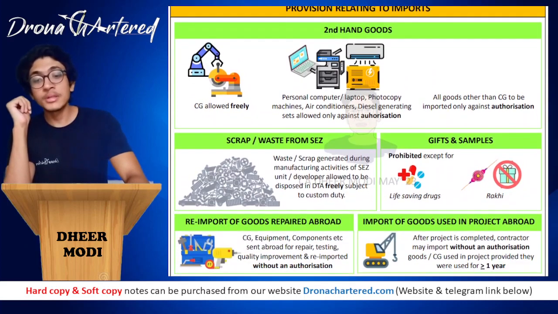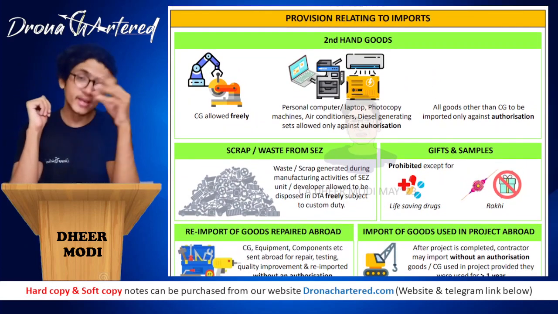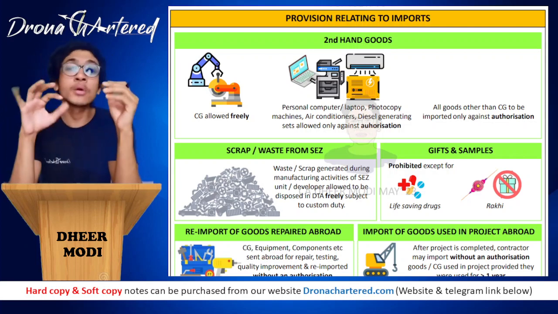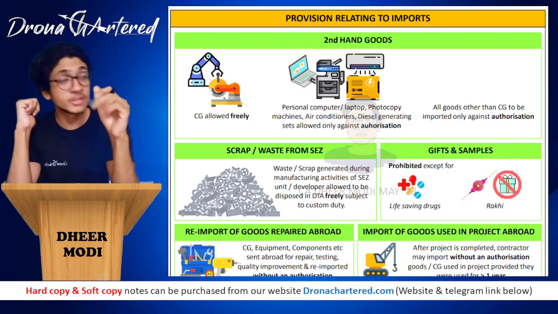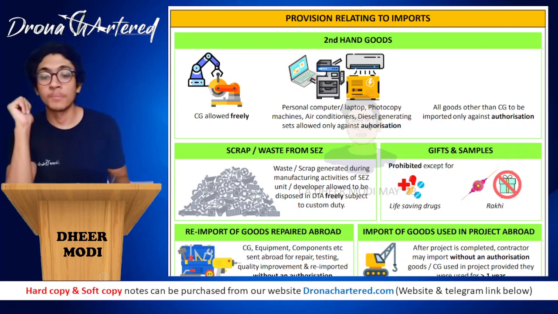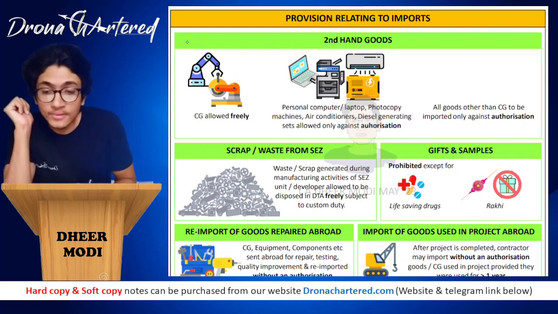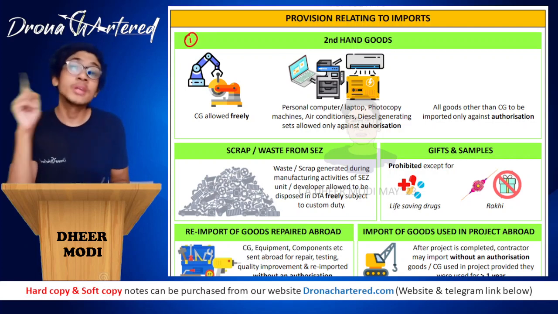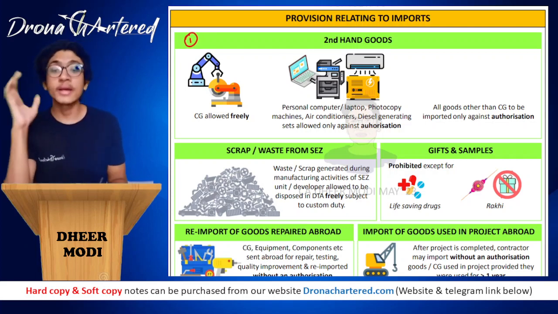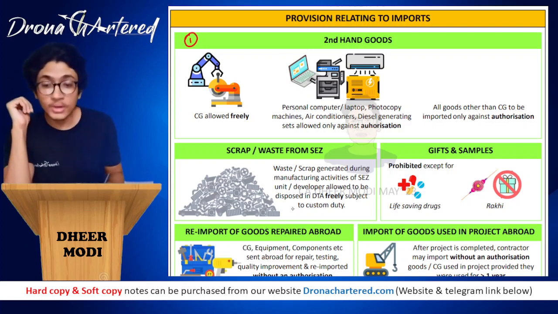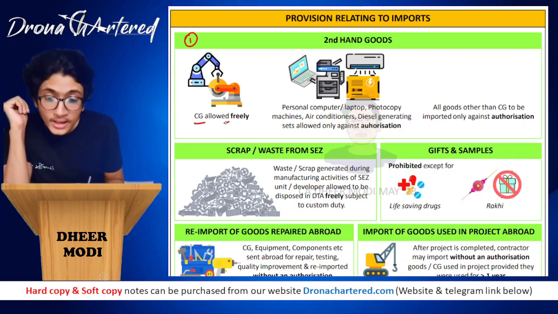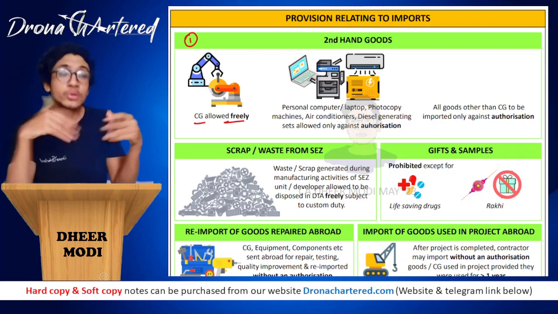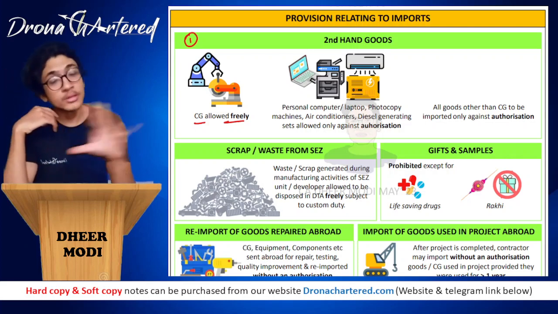Next is your provisions relating to imports. So now what they have done, they have bifurcated some things: something will be freely allowed, some will be allowed as per authorization, and some will not be allowed at all. So first we are studying your second hand goods. Now second hand goods, if there are any second hand capital goods that you are importing, capital goods are allowed to be imported freely.